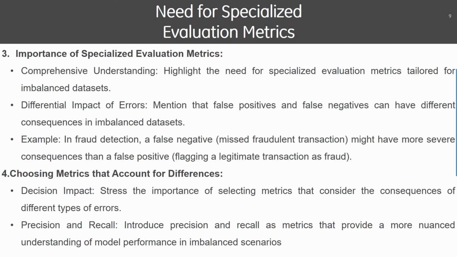Fourthly, we are choosing metrics that account for differences in decision impact. This stresses the importance of selecting metrics that consider the consequences of different types of errors. Then we have precision and recall. These are introduced as metrics that provide a more nuanced understanding of model performance in imbalanced scenarios.